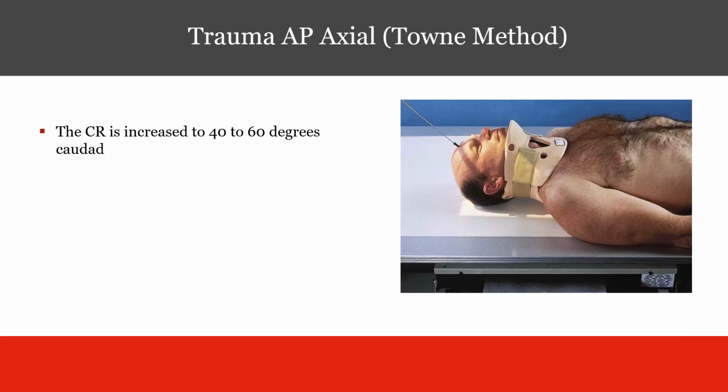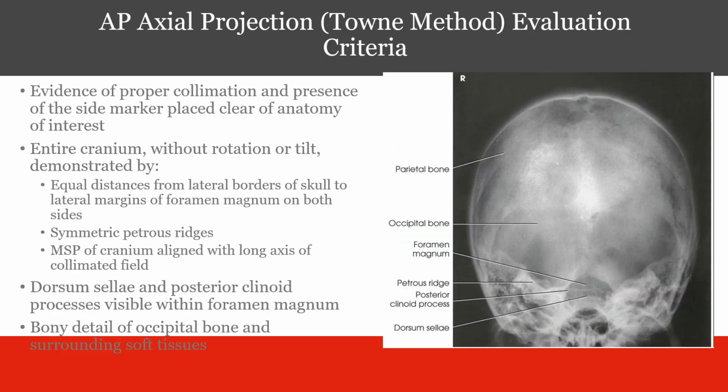And then if we have a trauma AP axial Towne method, we'd increase the CR angulation to 40 to 60 degrees caudad. So for the Towne method, we want to see the entire cranium without tilt, and we want to see the dorsum sellae and the posterior clinoid processes projected and visible within the foramen magnum.